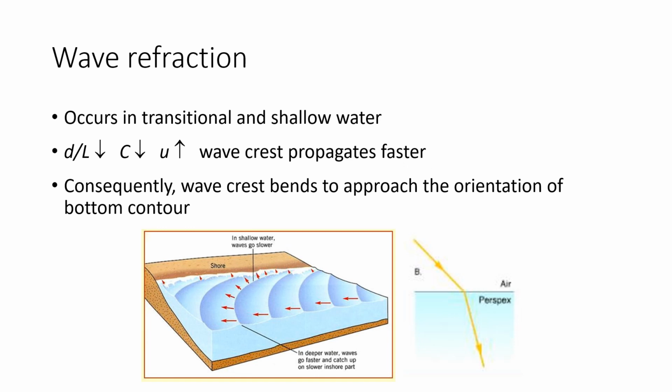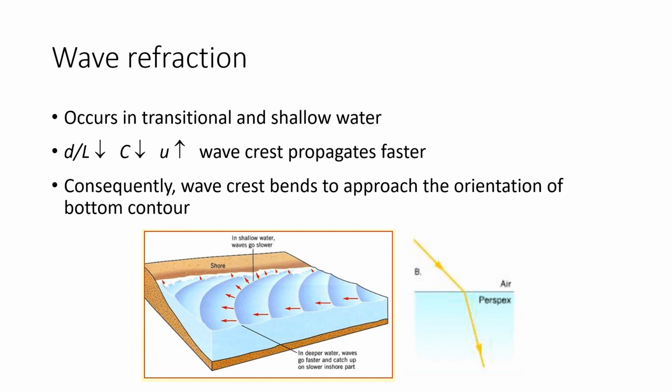Now we move on to the next wave transformation phenomena. We are going to look at wave refraction. Wave refraction occurs when the wave moves from transitional to shallow water. That is the region where the wave begins to feel the seabed, the bottom more and more. So when the wave feels the bottom, it responds.